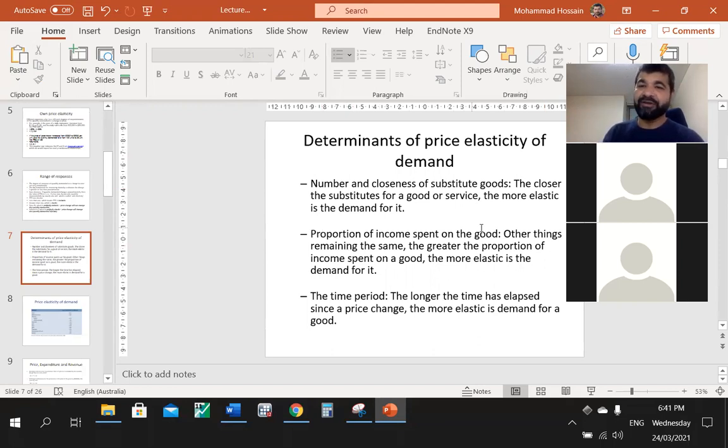Proportion of income spent on the good. Other things remain the same. The greater the proportion of income spent on a good, the more elastic the demand. If you spend a lot of money on it and the price goes a little bit higher, you will be like, oh my God, I spent so much money on it. Now if I have to spend more, you will be worried, oh my God, how much money I have to spend here. The higher the proportion of your expenses goes.